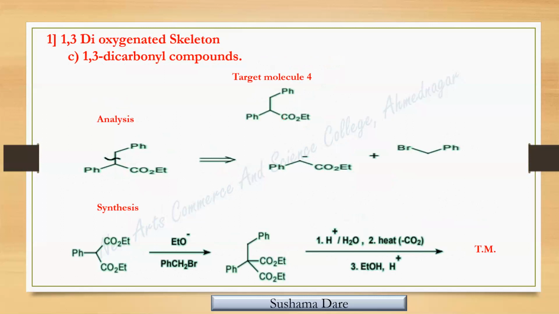Now, in this target molecule, there is only one functional group. Whenever there is only one functional group, and that functional group is again a carbonyl group, the first question that you have to ask the target molecule is: is that carbonyl group attached to an aromatic carbon or to an aliphatic carbon? Here the carbon is an aliphatic carbon. If it is an aliphatic carbon, then the best disconnection is next to that aliphatic carbon, so either you can disconnect here or you can disconnect here.